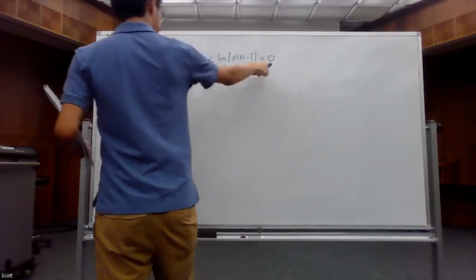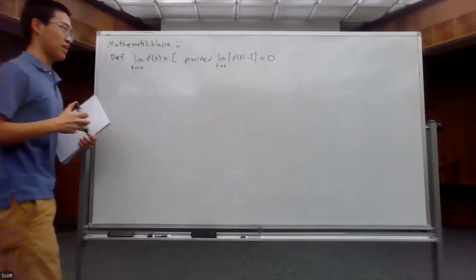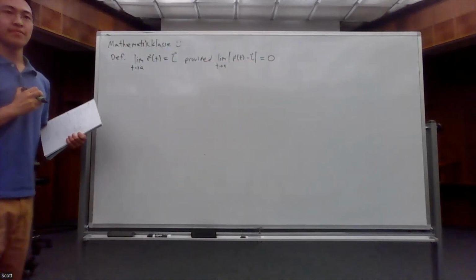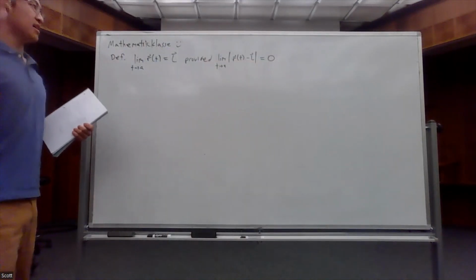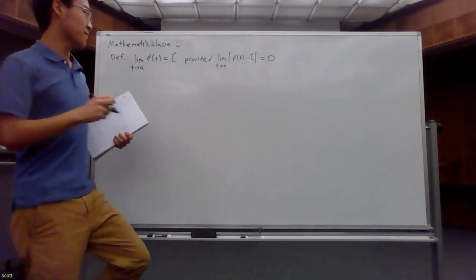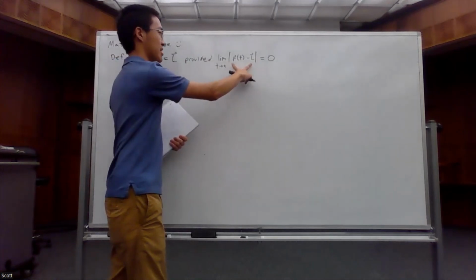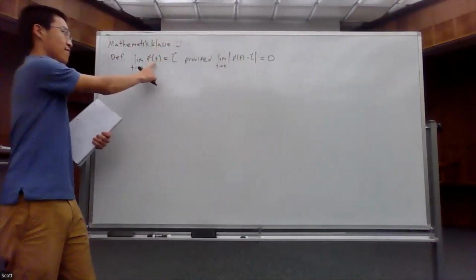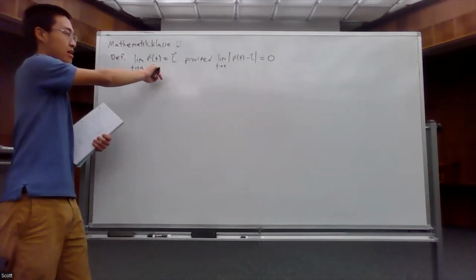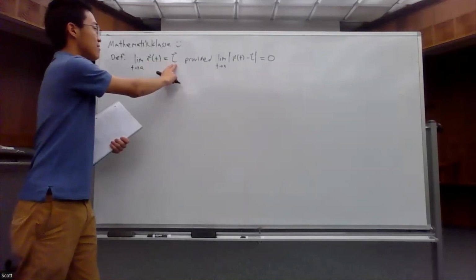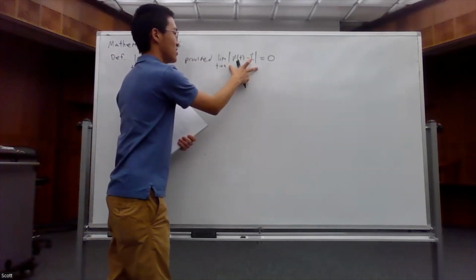Now, why is that a scalar? Why did I not make that a 0 vector? Because you're only concerned about the magnitude. The magnitude is what we're taking the limit of here. The vector by itself is going to have a limit that is a vector, but this is the magnitude of it. So this is now going to be a scalar.